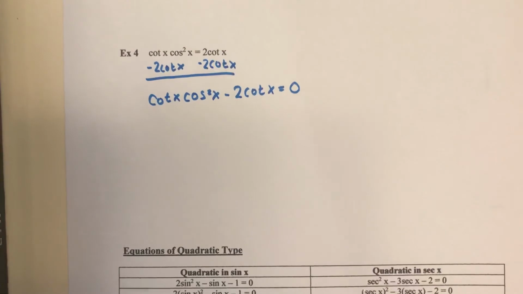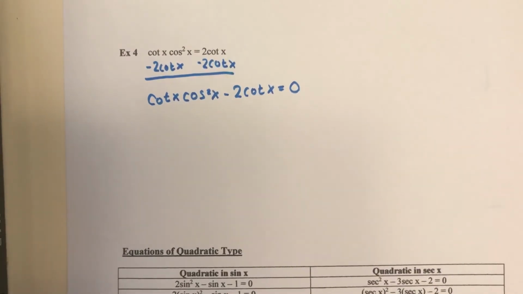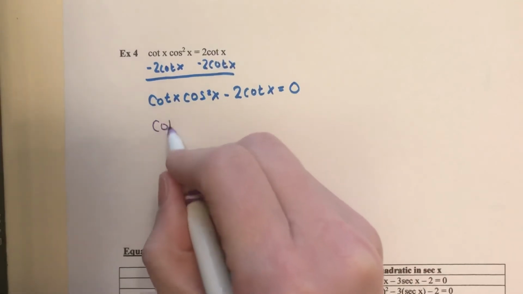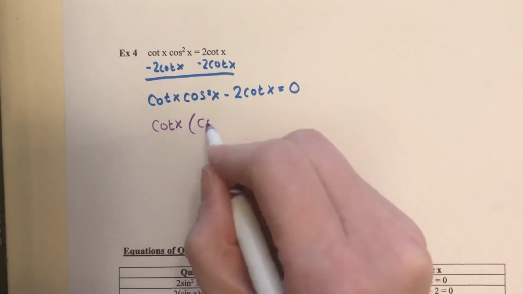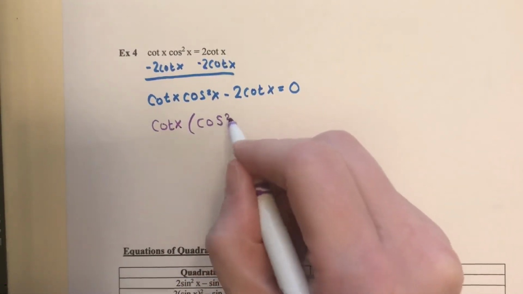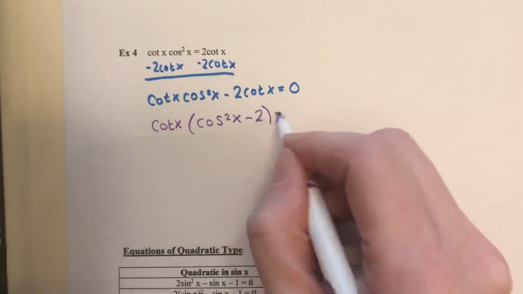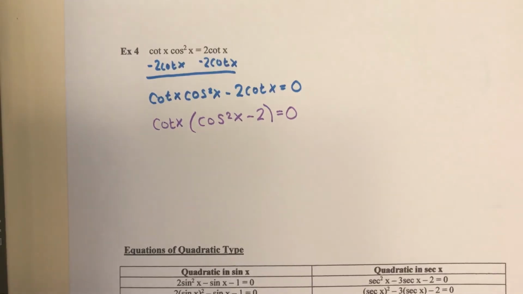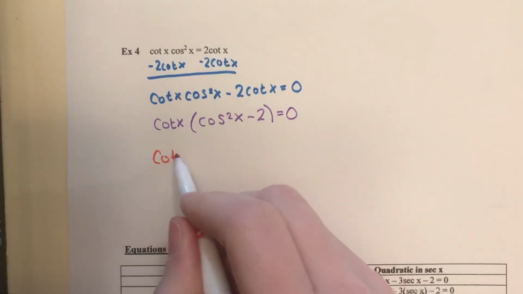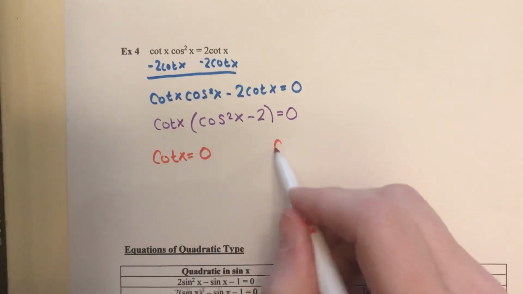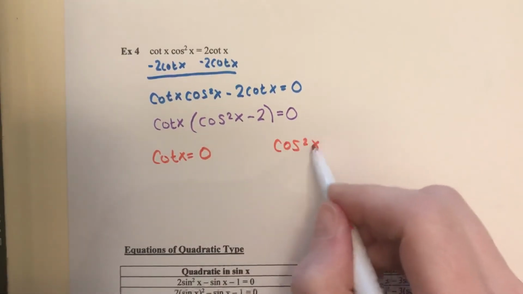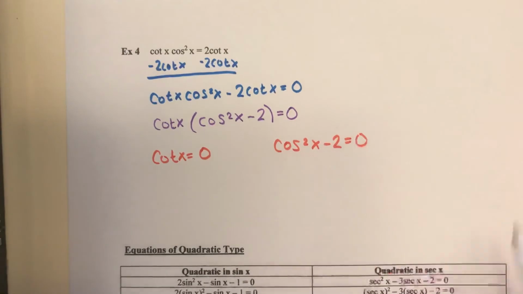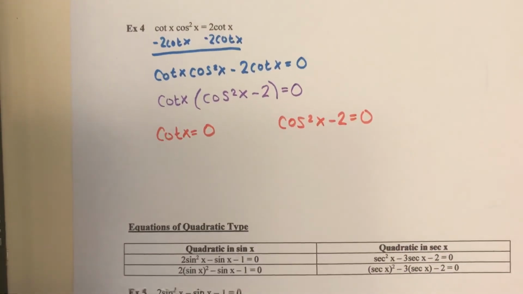And what I notice on the left side now is that both of these terms have a cotangent. So I can factor out a cotangent, and I would be left with cosine squared minus 2. Now normally when we factor and we want to solve, we set both parts equal to 0 and solve. So I'm going to set cotangent equal to 0, and I'm going to set cosine squared minus 2 equal to 0.